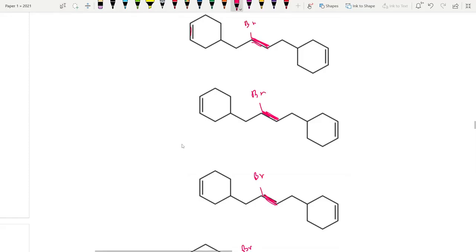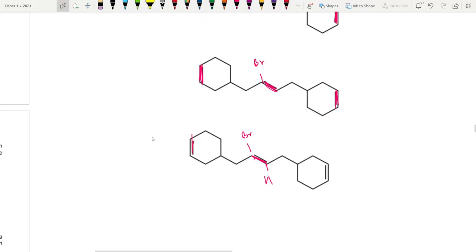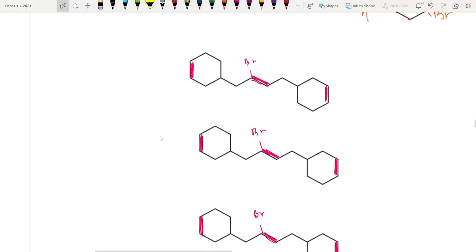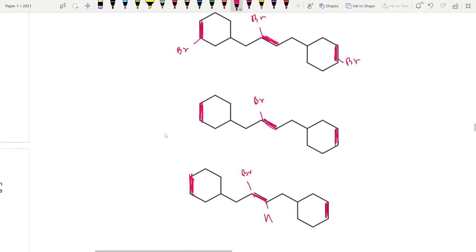So now let's do the combinations. It will be easier without the hydrogen. I just want to explain this to you guys properly. I don't want to make a mistake. So the first combination, bromine bromine. I've added the H here, just not showing it. Then I have bromine bromine. Then I have bromine over here, bromine over here, and bromine over here, bromine over here. These are the four combinations.